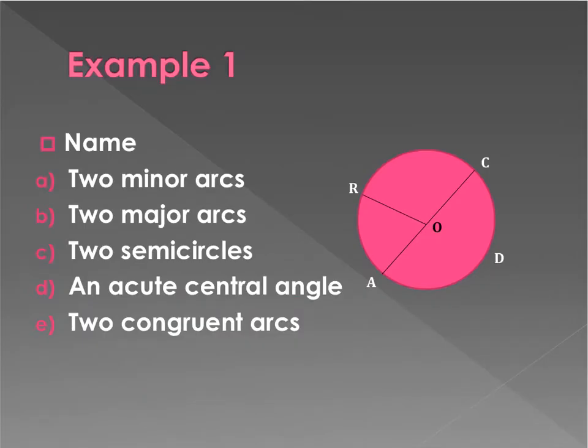Okay, example 1. We need to name two minor arcs. So minor arcs we know are less than half the circle. So we could name AR as a minor arc, and we could name RC as a minor arc.